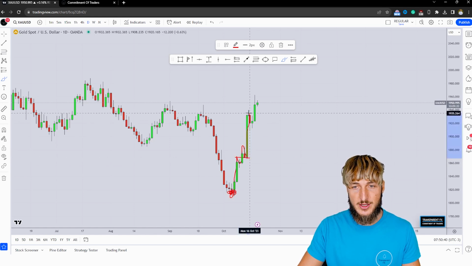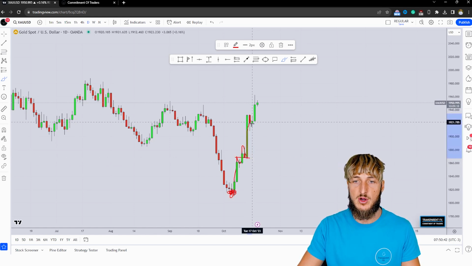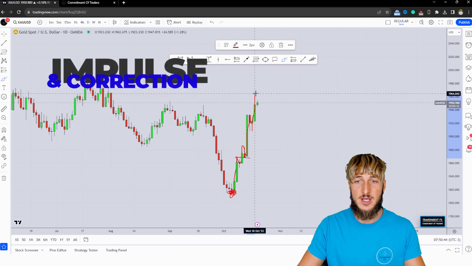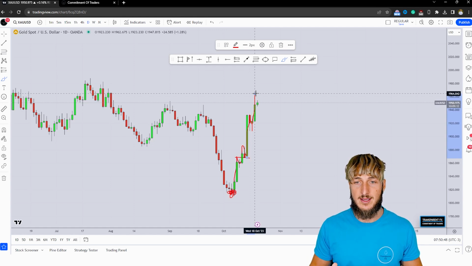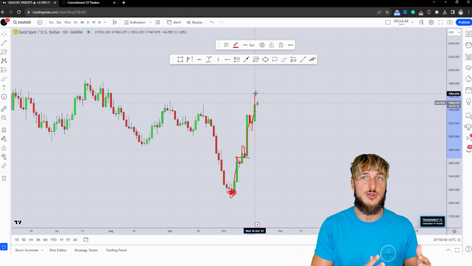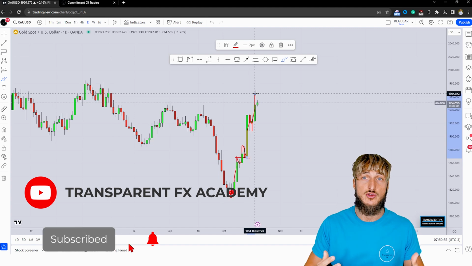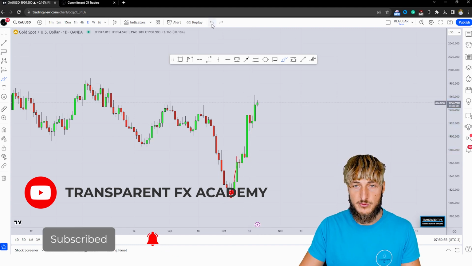Then we had the rejection higher, and from here I made another breakdown explaining all the reasons for which we could expect a correction and then more bullish continuation. And again, that is exactly what the market gave us. And by the way, I will link in description all these previous analyses so you can go and check them out for more free education.